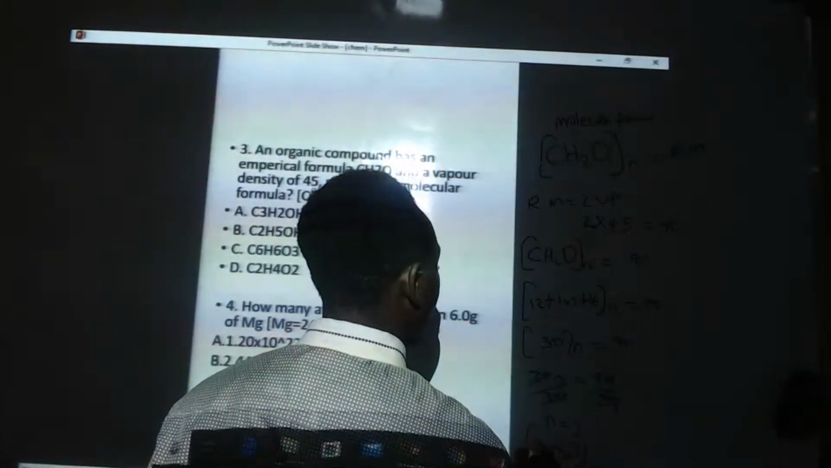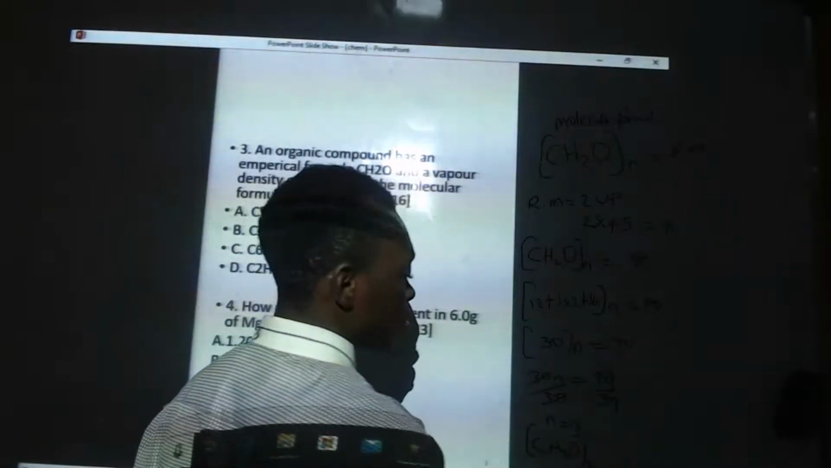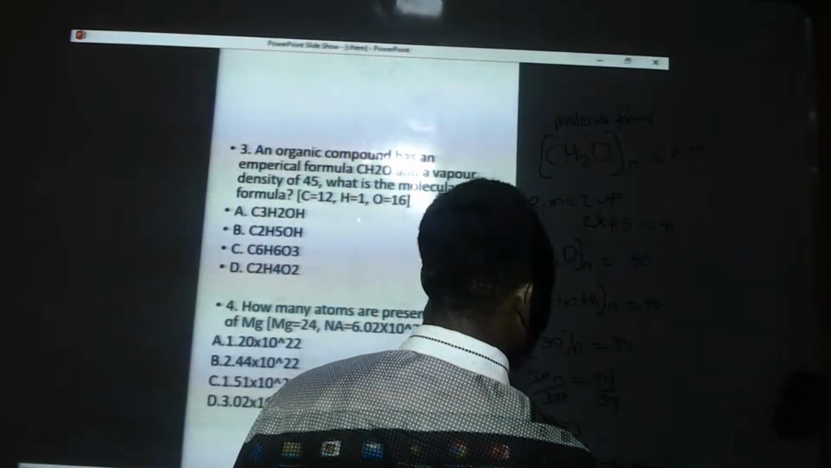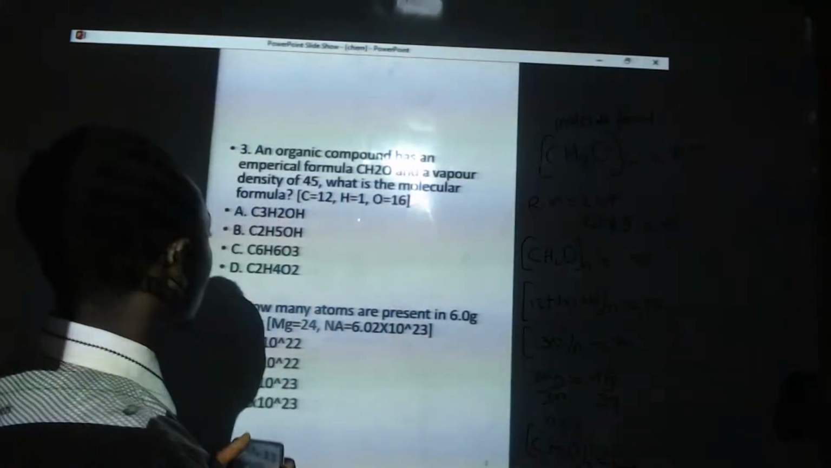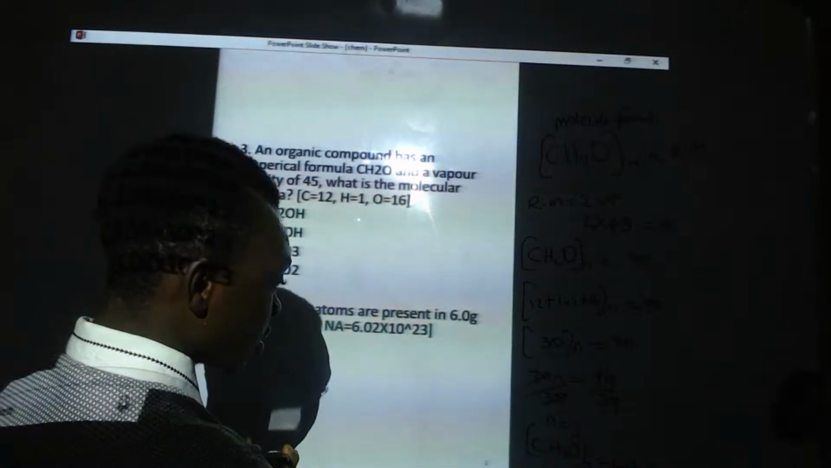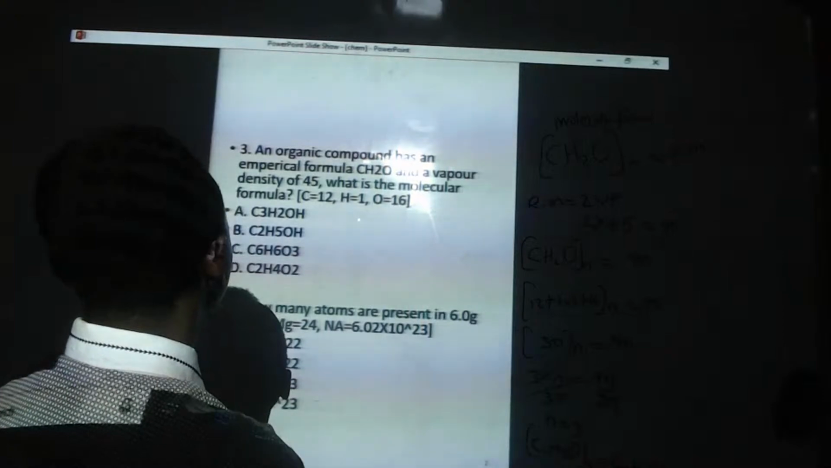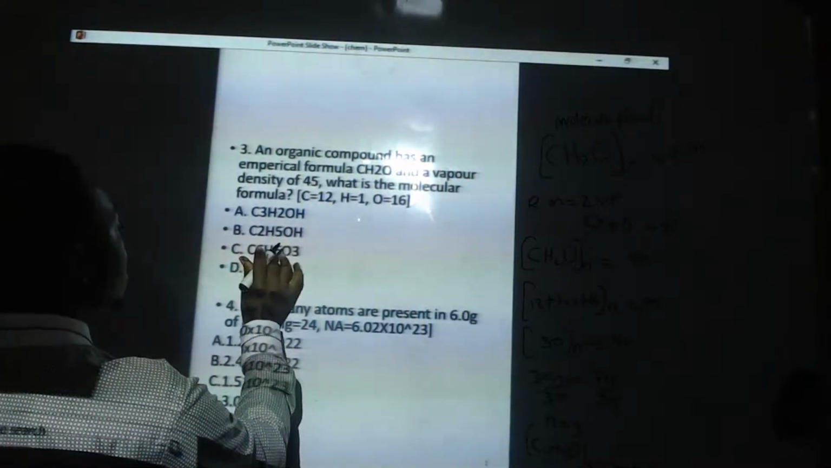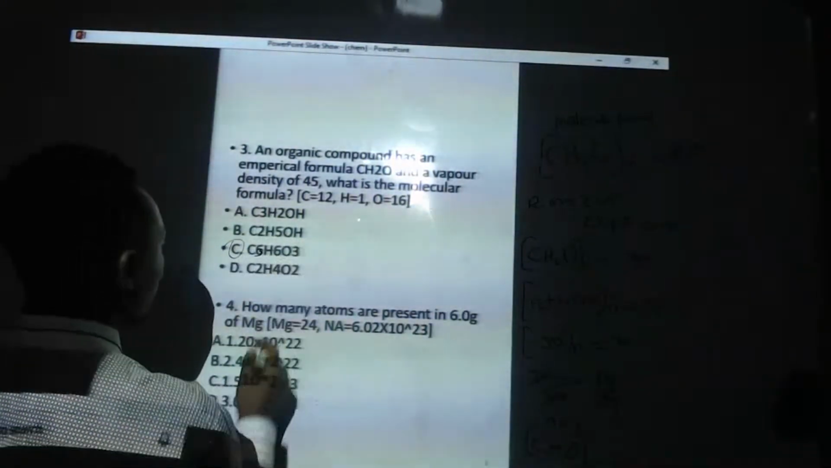So it's now going to be CH2O, and instead of your n, now you're putting 3. Now your 3 is going to multiply everything in the bracket. So it's now going to be C3H6O3. Okay? C3H6O3. I think there's an error here. Here is supposed to be 3. It's supposed to be C3H6O3.